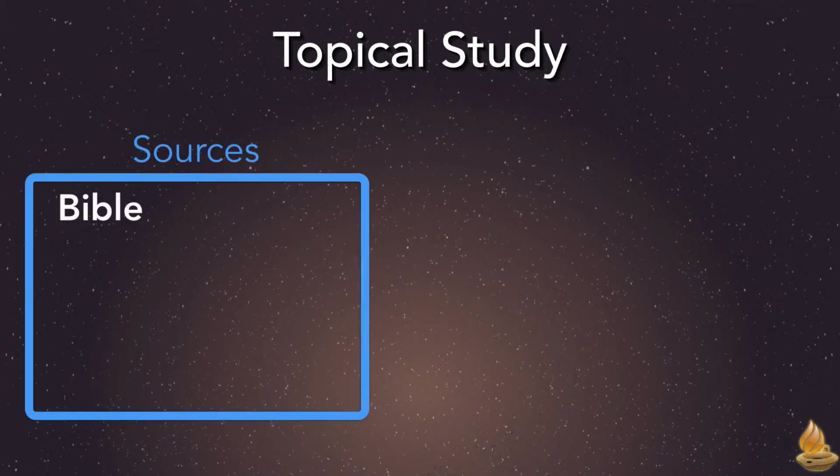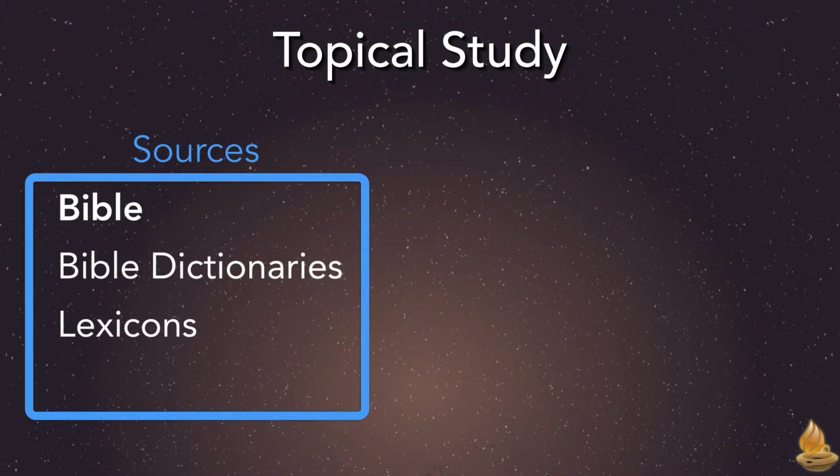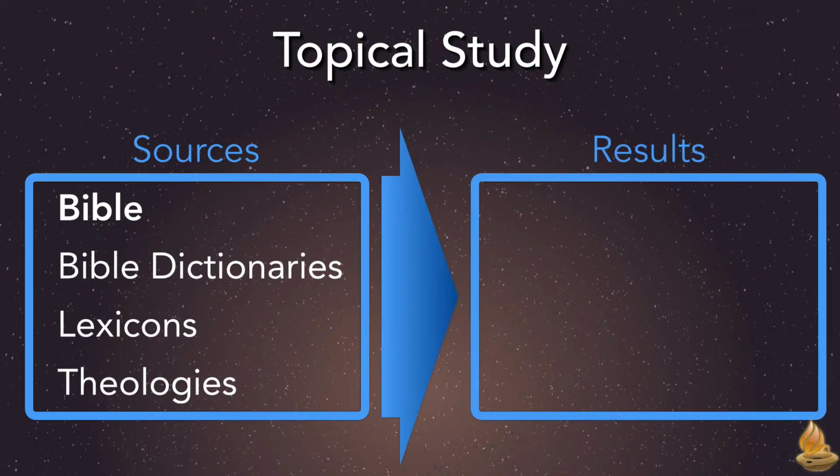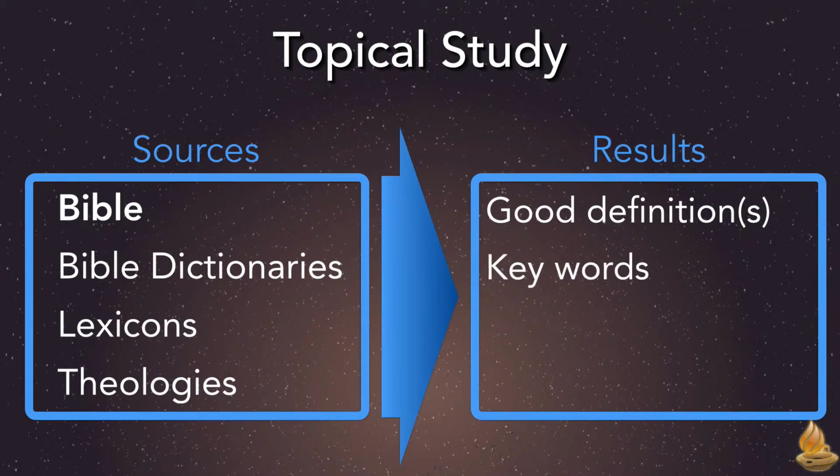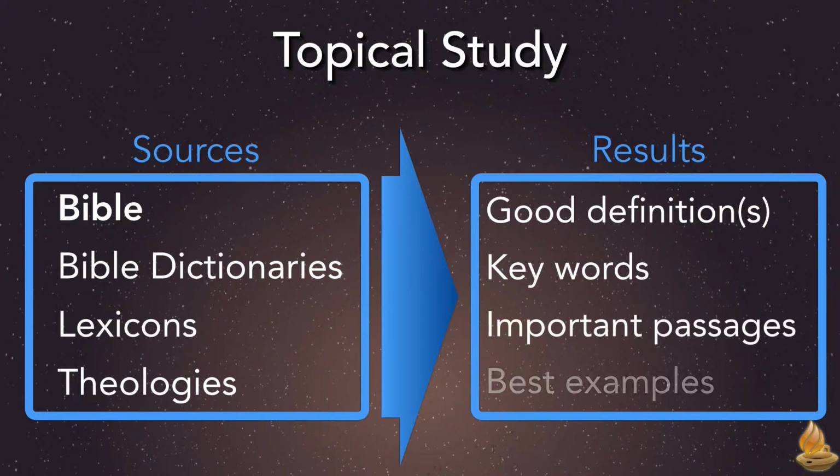The Bible is first and foremost, of course, but we will also be using Bible dictionaries, lexicons, sometimes called word books, and some theologies. What are we looking for? Well, 4 different kinds of information. 1 or more good definitions, key words, important passages, and best examples.